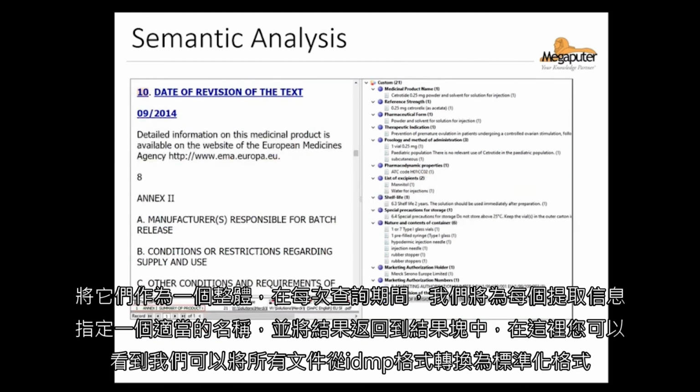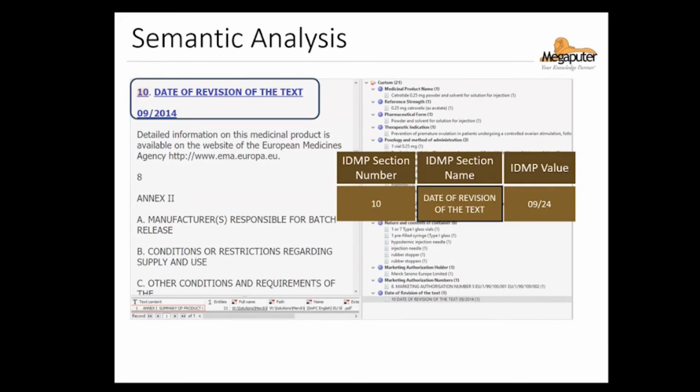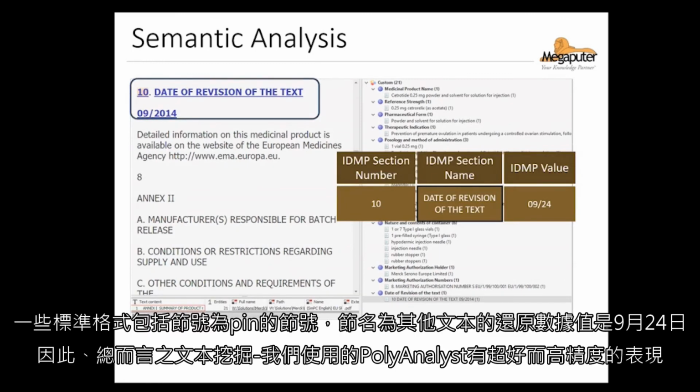And during each query, we give each extracted piece of information a proper name and return the result in a result block. Here you can see we convert PolyAnalyst documents from the IDMP format into the standardized format. The standard format includes the section number, which is 10, and the section name, which is the date of revision of the text, and the value is September 24th.